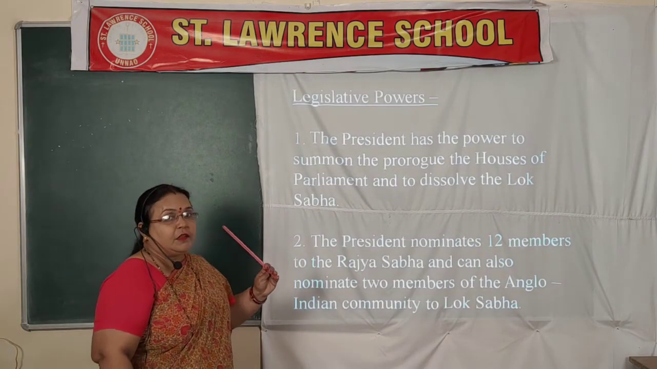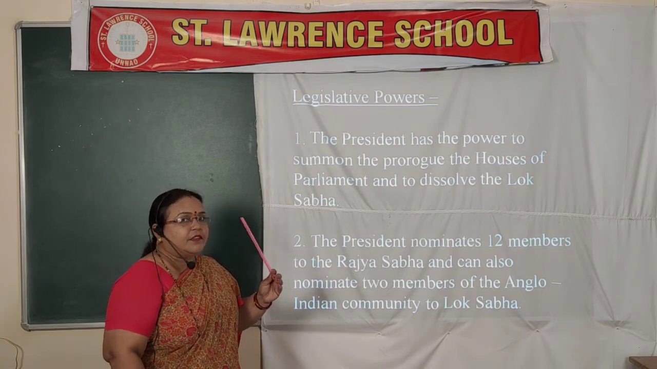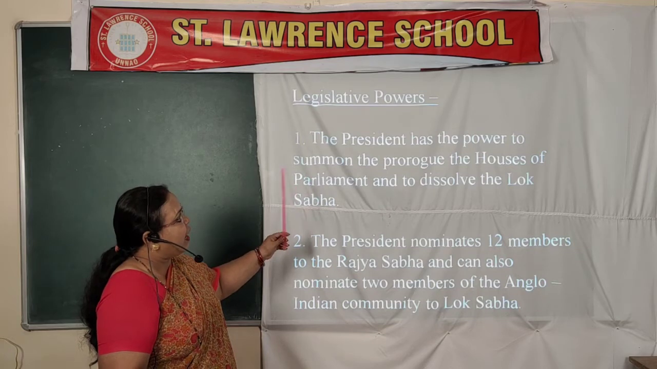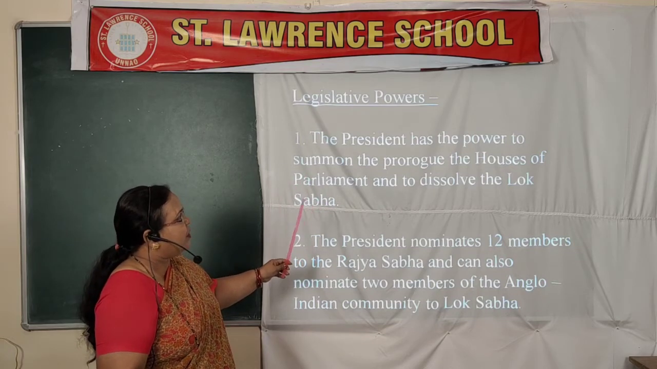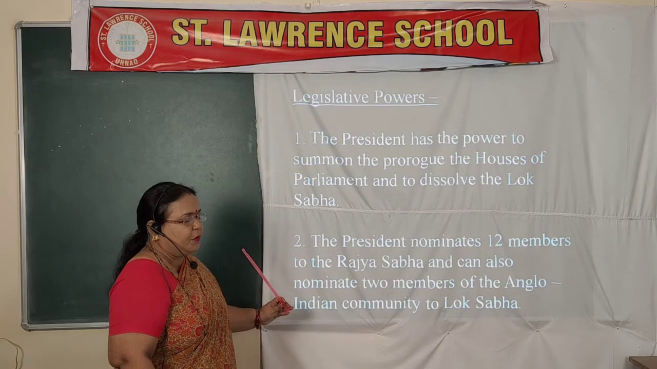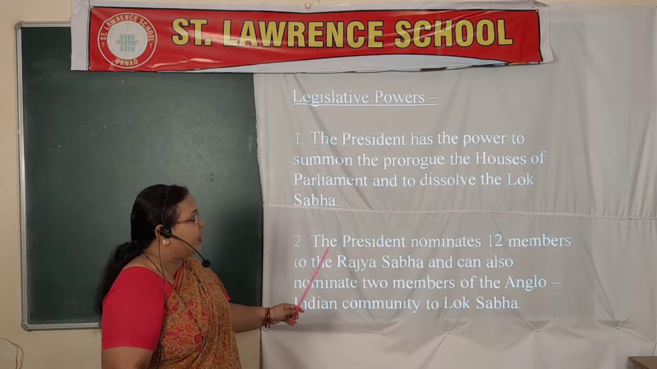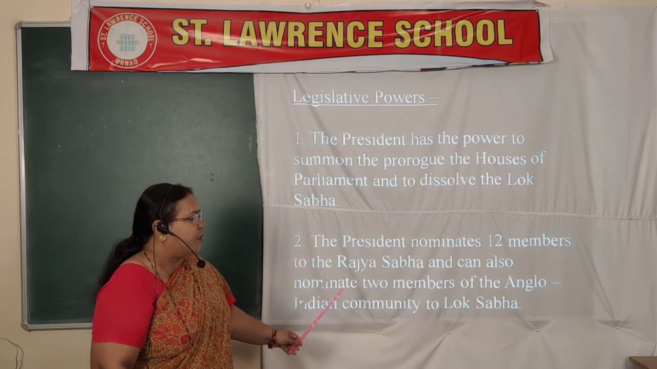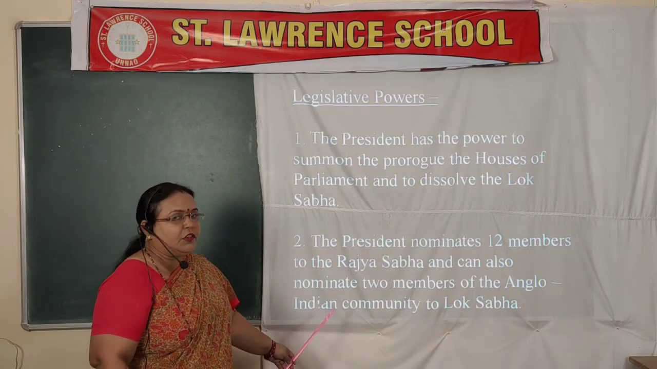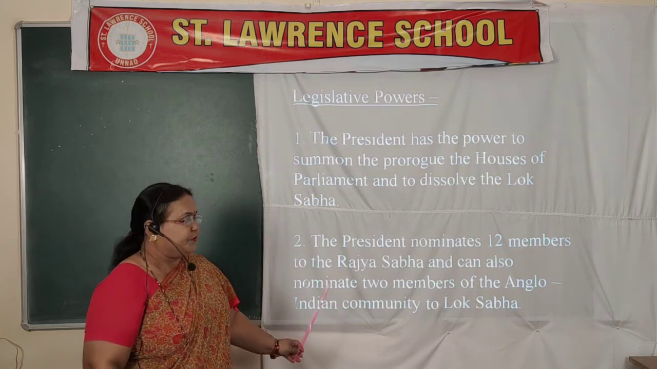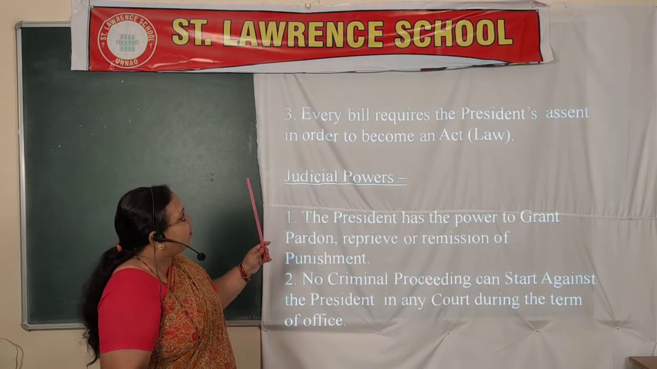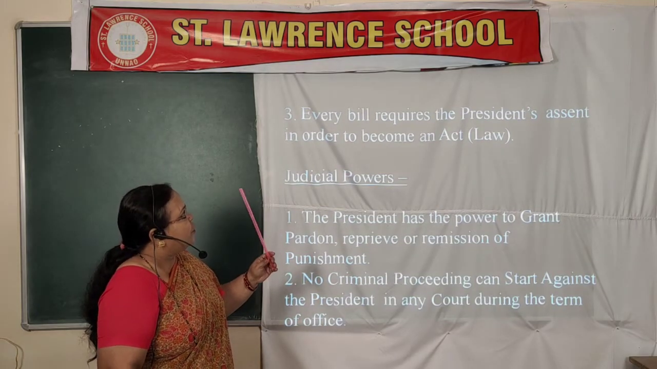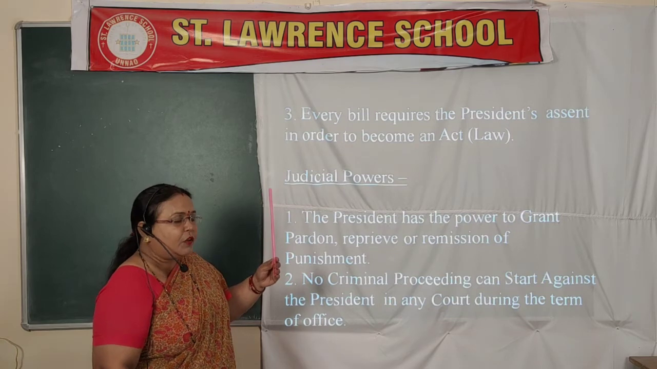Legislative powers. The President also possesses the legislative powers. Now, what are those? The President has the power to summon and prorogue the houses of the Parliament and to dissolve the Lok Sabha. Second, the President nominates 12 members to the Rajya Sabha and can also nominate 2 members of the Anglo-Indian community to the Lok Sabha. Every bill requires the President's assent, means signature, in order to become an act or law.